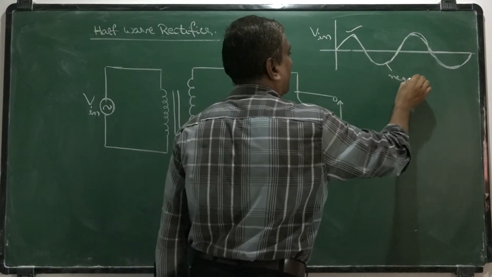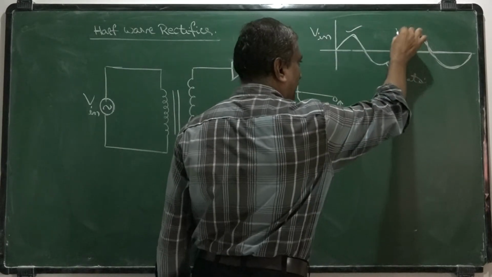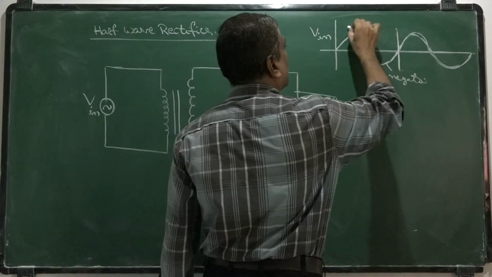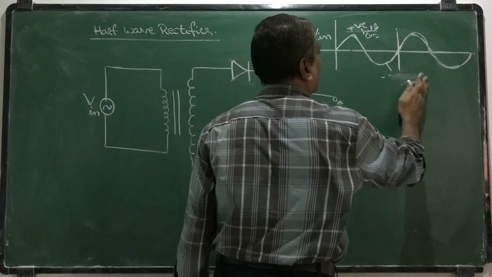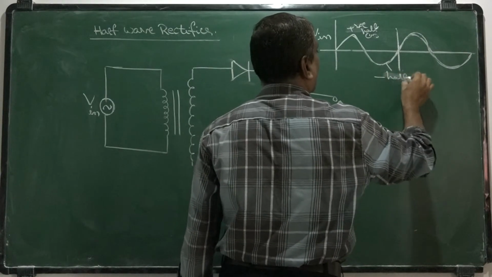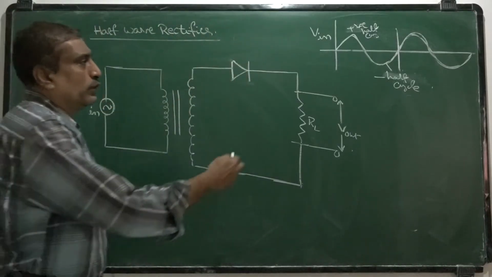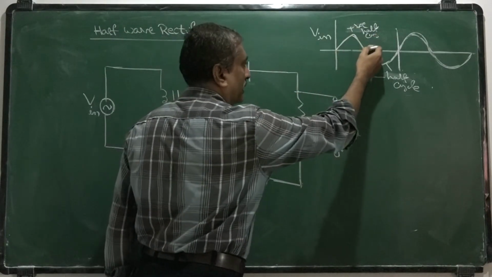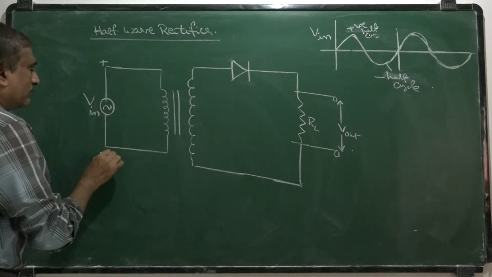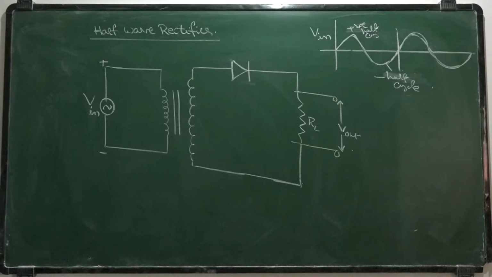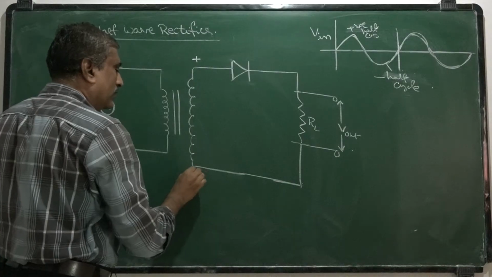Now assume this is the positive half cycle and this is the negative half cycle. One complete oscillation is called a cycle. So this is the positive half cycle and this is the negative half cycle. Now during this positive half cycle, this terminal becomes positive and this terminal becomes negative.